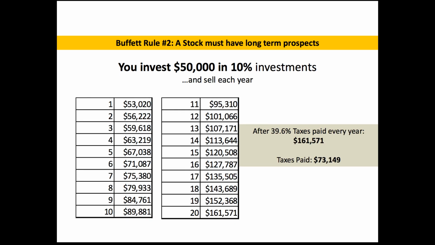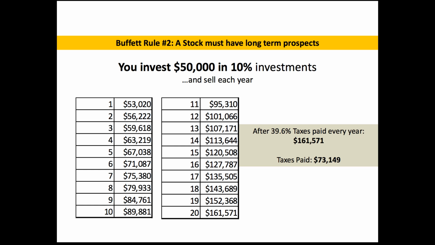Okay, so same exact scenario. We're going to invest $50,000, but in this scenario, we're going to sell the security right before the 1 year mark, and we're going to pay that short-term capital gains tax. Okay, so the person who's out there day trading, the person who buys a company and holds it for 3 months and then sells it and buys something else, this is the person we're describing here, okay?